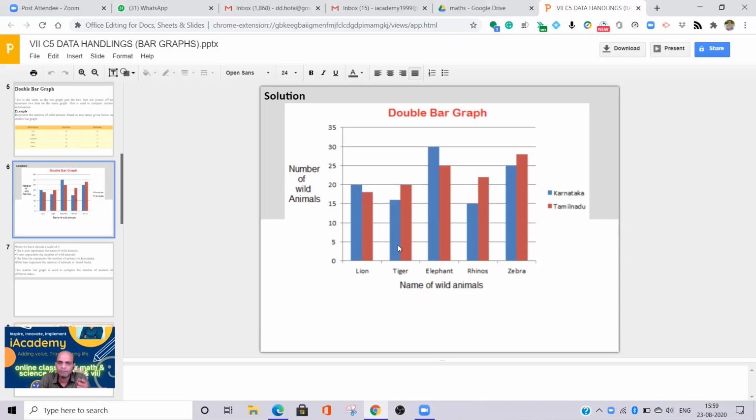Okay, tiger, the same thing. Tiger means here also the same. The blue is Karnataka, maroon is Tamil Nadu. So it is 20 in Tamil Nadu, and in Kerala it is less.